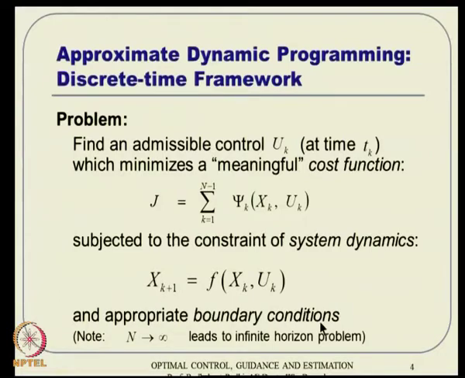With appropriate boundary conditions, and this entire class will assume that n tends to infinity, that is, we are talking about infinite time problems. When you talk about infinite time, these are typically regulator problems. Even though the generic cost function will be used for deriving results, most of the examples that follow will have a quadratic cost function.